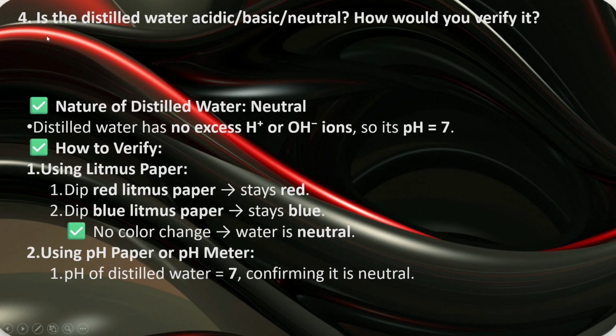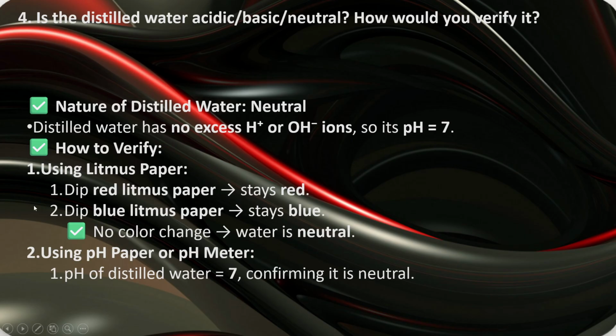Question number 4. Is distilled water acidic, basic, or neutral? How would you verify it? One is the nature of distilled water: it is neutral. Distilled water has no excess H plus or OH negative ions, so its pH is 7.